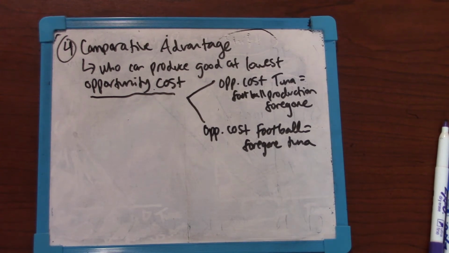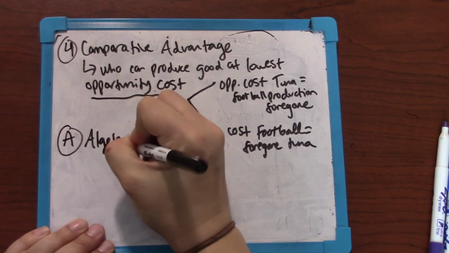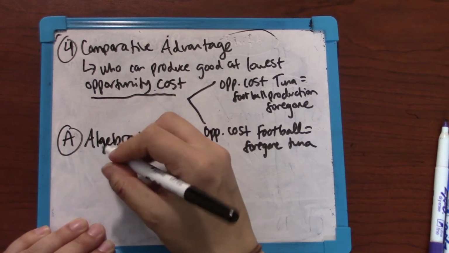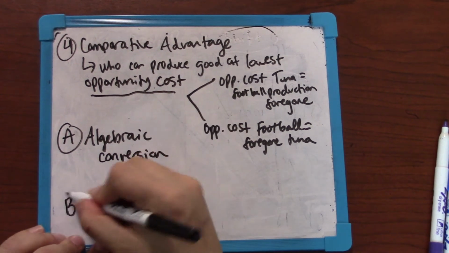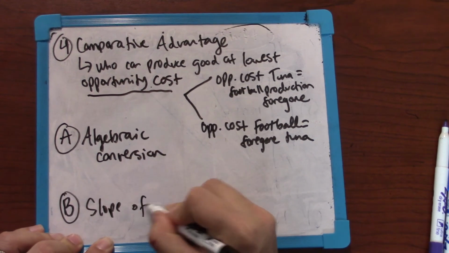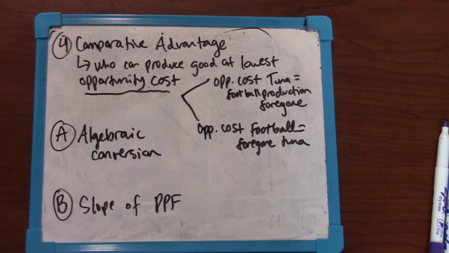Our opportunity costs will be expressed numerically, but they will always be for one good, just in terms of the other. We have two ways of calculating opportunity cost. The first way, I think of it as like an algebraic kind of manipulation or conversion. And the other way uses the slope of the PPF. So using our numbers for Japan and the US, I'm going to show you how you would use both methods, and it will be completely up to you whichever method you prefer to use.